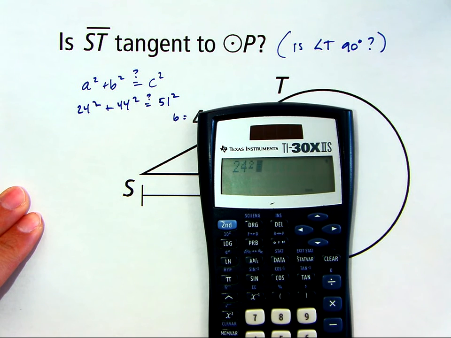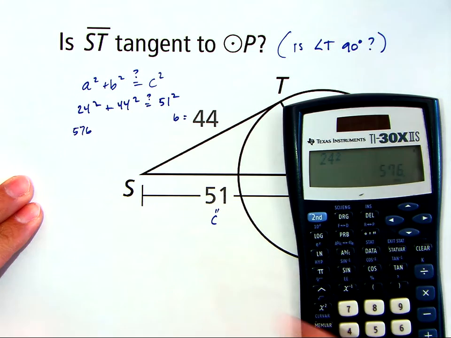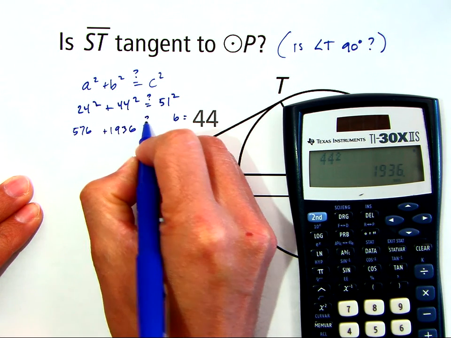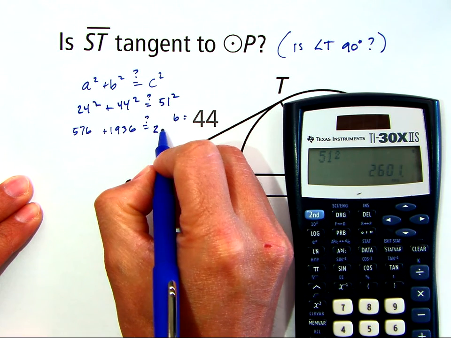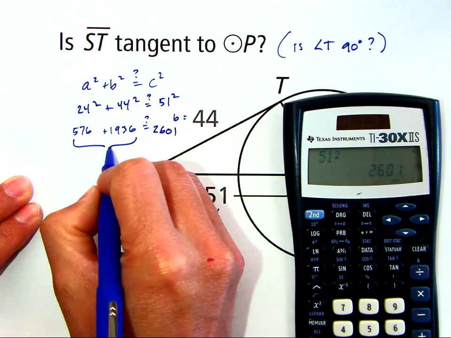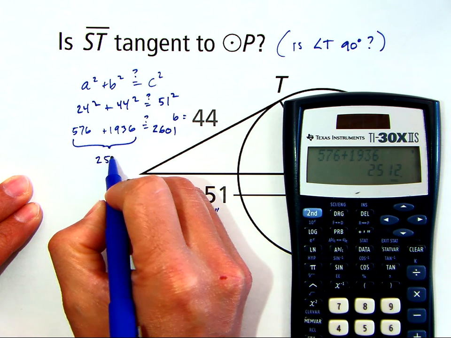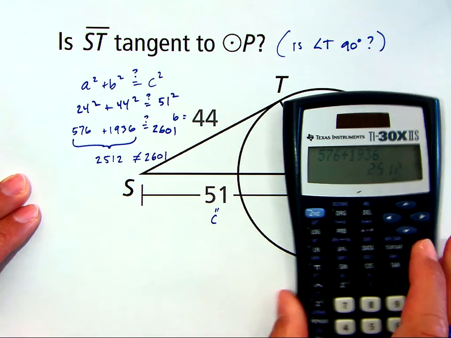All right. So 24 squared is 576. 44 squared is 1,936, and 51 squared is 2,601. All right, so let's add 576 plus 1,936, and that equals 2,512, which is not equal to 2,601.